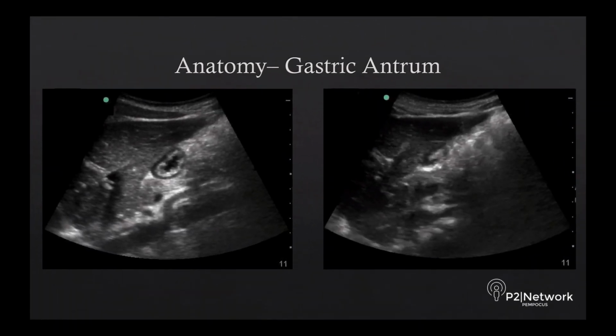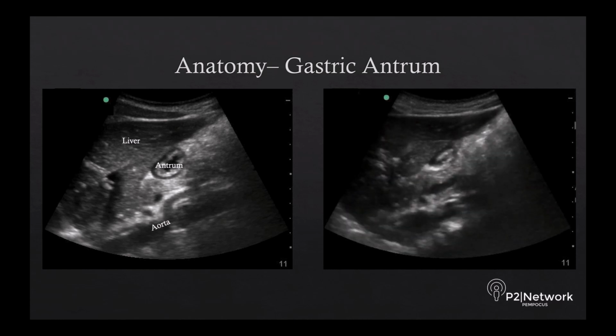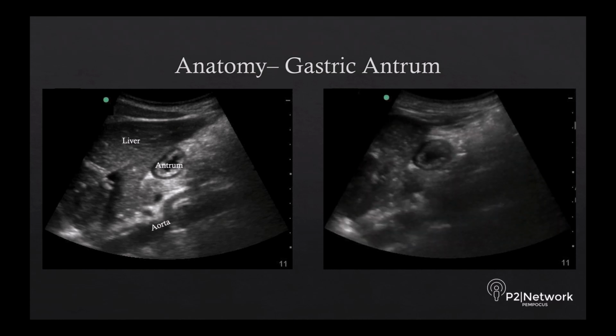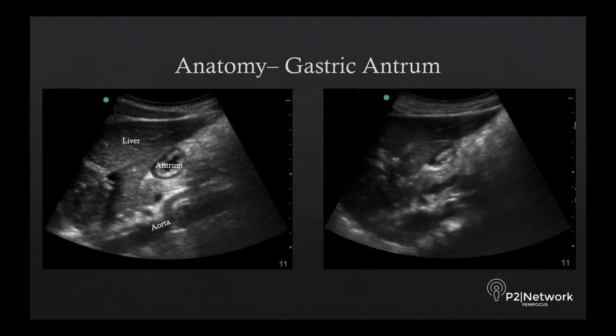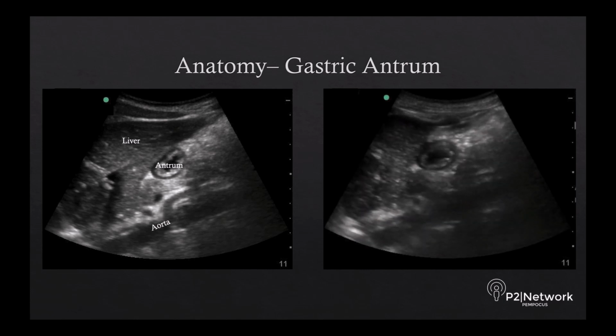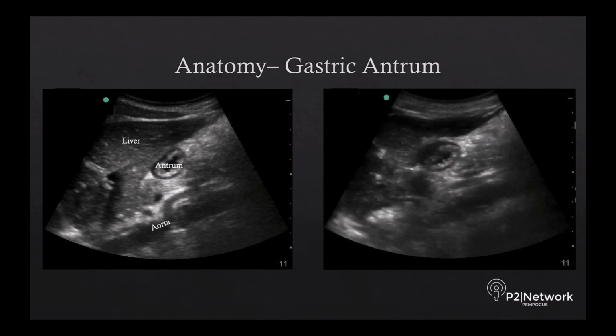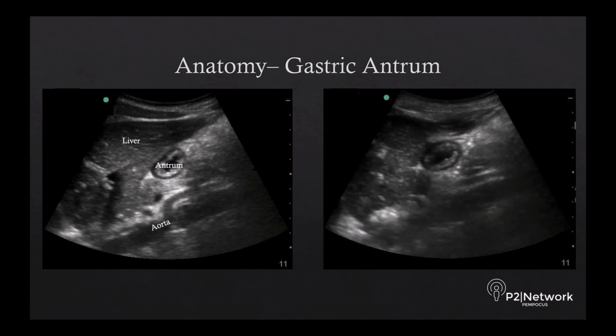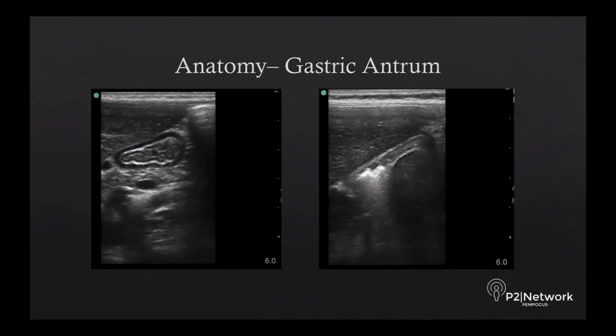Here we have our anatomy at the level of the gastric antrum using the curvilinear probe. You can see we have our liver, our antrum, and our aorta in the far field. On the right, we have a video looking at this same area, and this gives you a sense of how this occurs with patients breathing, with the effects of peristalsis going through the stomach itself, and how those content can change with those movements. Here we have that same view with the patient using the linear probe.